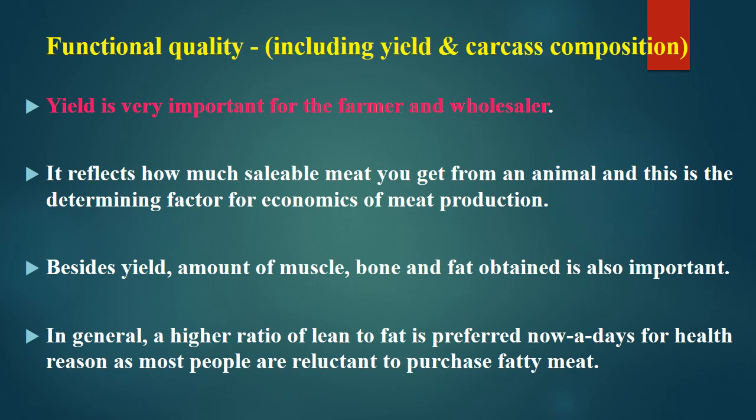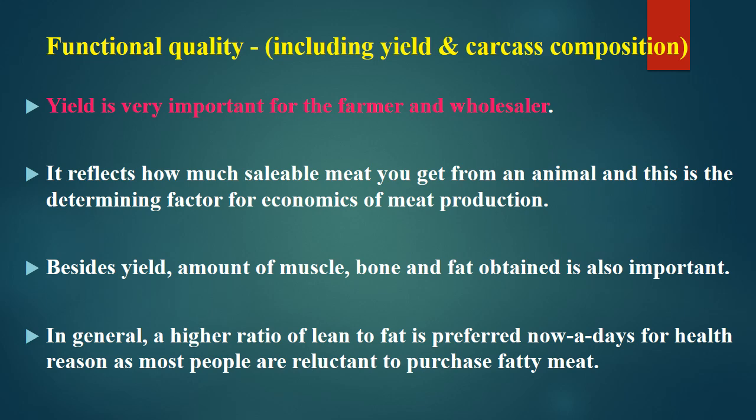Besides yield, the amount of muscle, bone and fat obtained is also important. From the carcass, how much muscle or lean meat, how much bone and fat, that is very important. In general, a higher ratio of lean to fat is preferred nowadays for health reasons, as most people are reluctant to purchase fatty meat. So nowadays there is a lot of awareness about meat fat, though sometimes it is not very true. Meat fat alone is not responsible for health disorders or other diseases, but it has become a common propaganda. So people are more concerned about the fat, so there is more demand for lean meat with less fat.